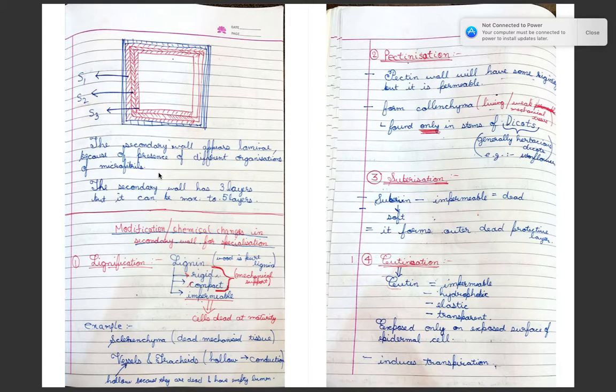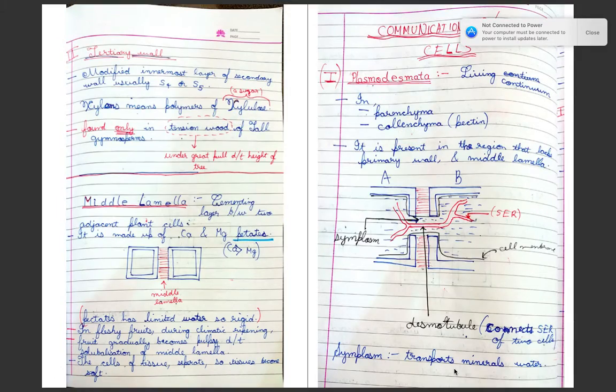Suberin forms the outer dead protective layer of big plants. Cutinization: cutin is impermeable, hydrophobic, elastic, and reduces transpiration. Tertiary wall is the modified innermost layer of secondary wall, usually after S4 or S5, secondary fourth or secondary fifth layer. It has xylan, polymers of sugar.